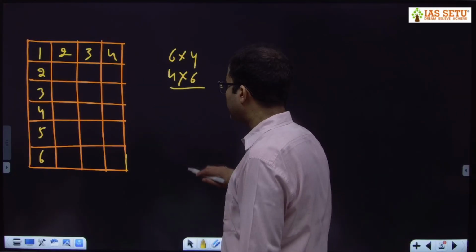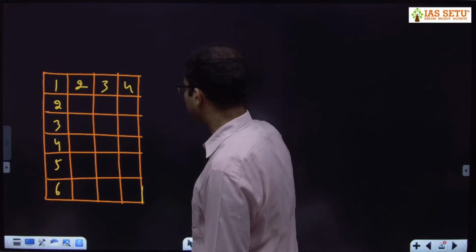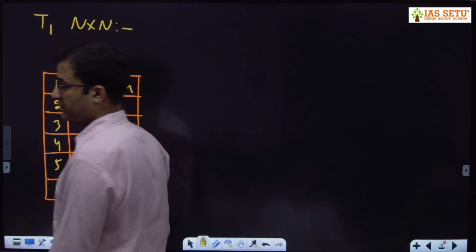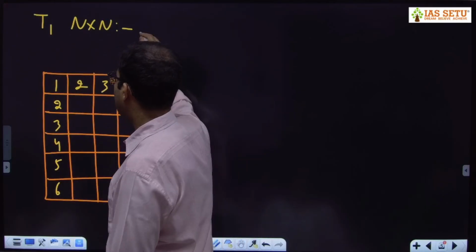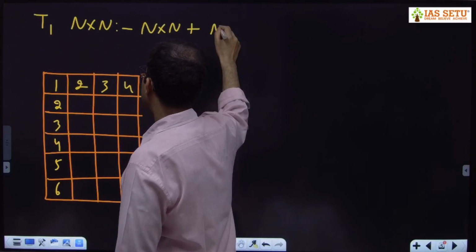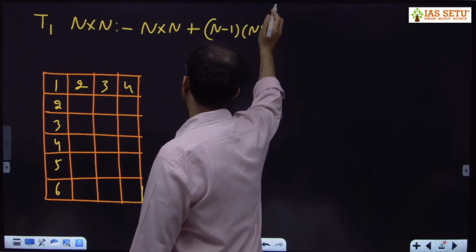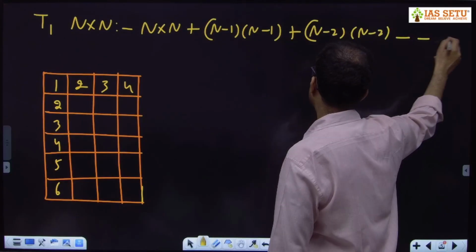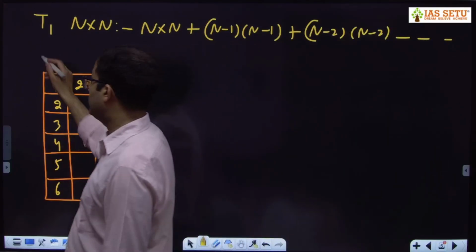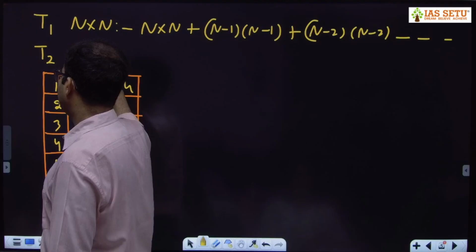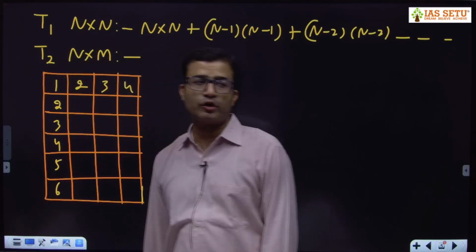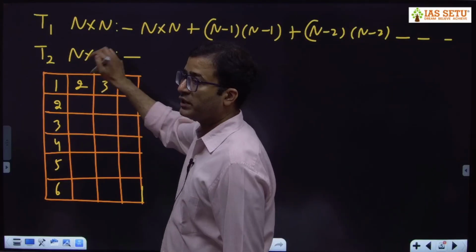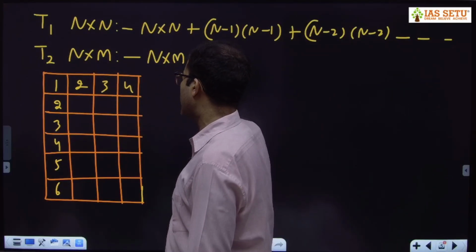Now, let us revise our first formula because that will help you for the second formula. Type 1. What is type 1? N by n figure. And what is our shortcut for an n by n figure? N into n plus n minus 1 into n minus 1 plus n minus 2 into n minus 2 and so on. Type 2. Type 2 is an n by m figure, where the number of columns and number of rows are different. Here also we have to start with the given number, n into m.